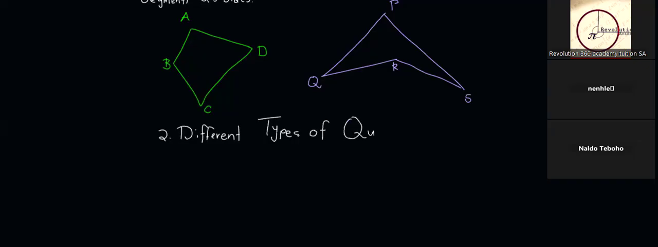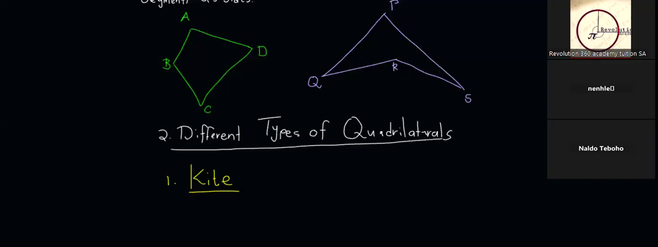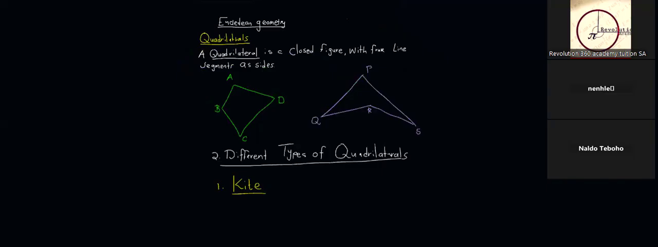So now we are dealing with different types of quadrilaterals. When we speak about different types of quadrilaterals, number 1, you can find a kite. If they ask you what is a quadrilateral, you'll tell them, as I told you, a quadrilateral is a closed figure with 4 line segments as sides. That's how we define it. And now let's deal with a kite, because you'll actually come across this.